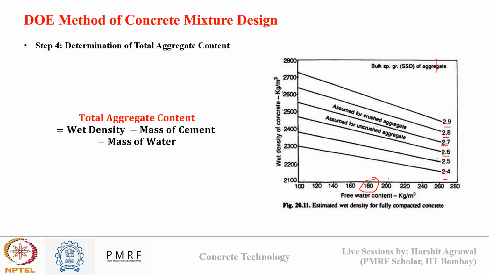So based on the two things, we will draw a vertical line. Suppose my specific gravity of aggregate is 2.7. On this curve I will get this intersection point, and then I will draw a horizontal line and I will get the wet density of concrete. Once I know the wet density of concrete, total aggregate content will be wet density minus mass of cement minus mass of water.